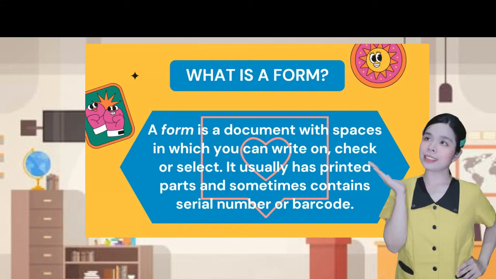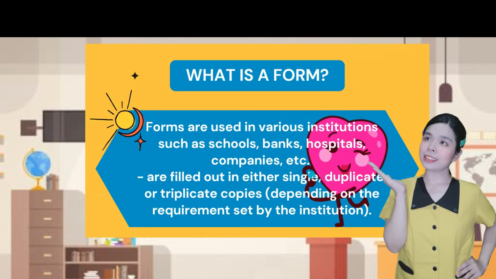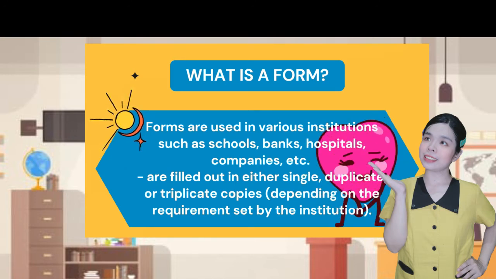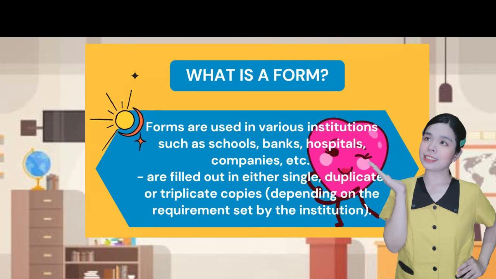So again, what is a form? A form is a document with spaces in which you can write on, check, or select. It usually has printed parts and sometimes contains a serial number or barcode. Forms are used in various institutions such as schools, banks, hospitals, companies, etc. They are filled out in either single, duplicate, or triplicate copies depending on the requirements set by that institution.